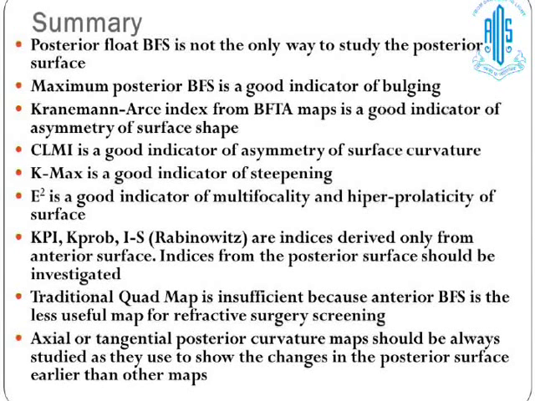KPI, K-probe, IS, that is inferior and superior, or the Rabinowitz index, are basically derived from the anterior curvature and should be used quite cautiously, especially when artifacts are there. Traditionally, the quad map is not the only thing. You should have a BFTA also, that is the toric sphere, which will tell whether this patient is going into keratoconus or not.